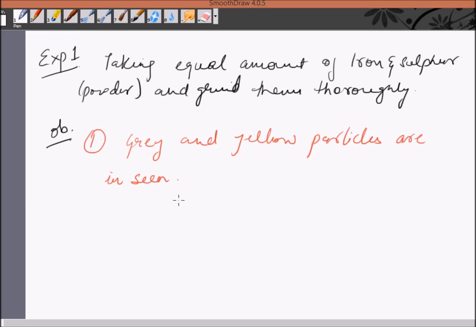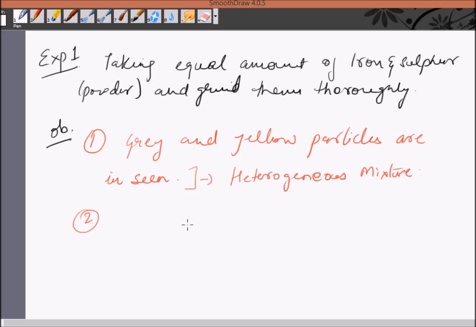right? So in some parts there is an excess of iron, in some other parts there is an excess of sulfur. So what is the type of mixture we are having? Yes, we are having a heterogeneous mixture, right?